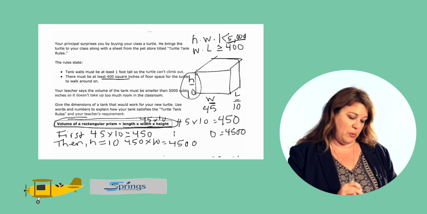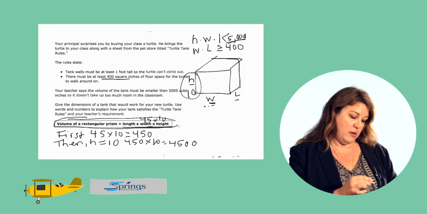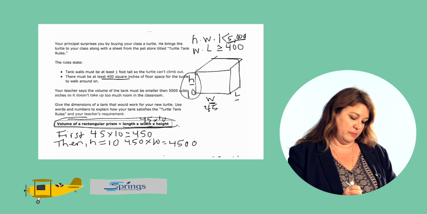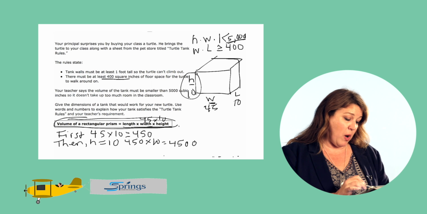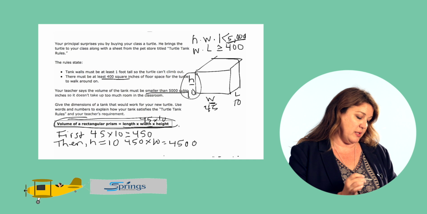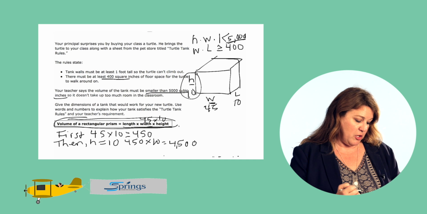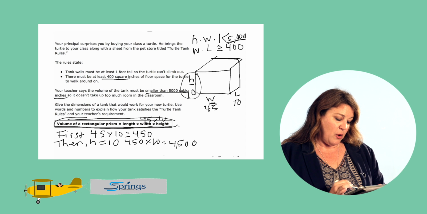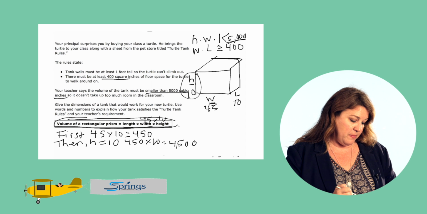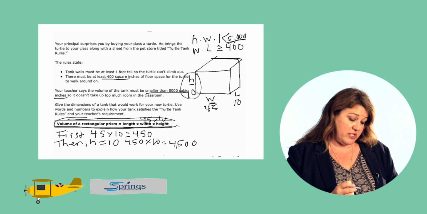And that gives us our total volume, which meets the requirement that the volume, the teacher said, has to be smaller than 5,000 cubic inches. So we have 4,500 cubic inches. First, we use numbers for the length times the width. Then we use the height of 10 and we calculated the volume. And so finally, we solved for the volume, height times width times length, that equals 4,500.